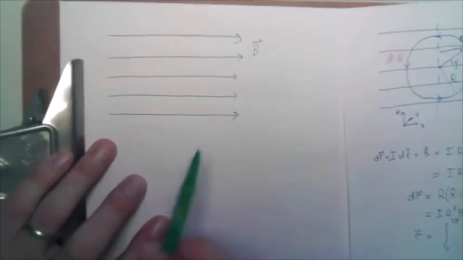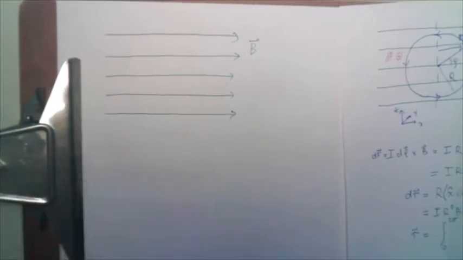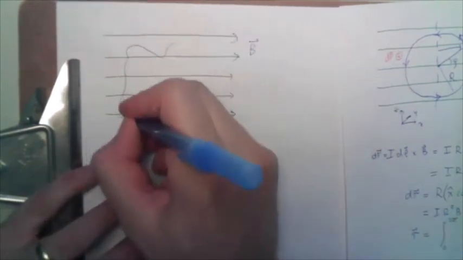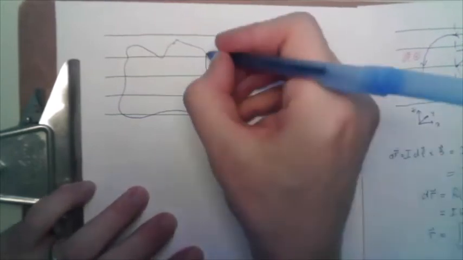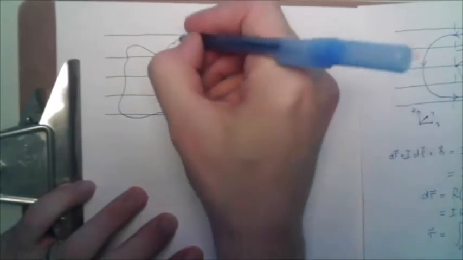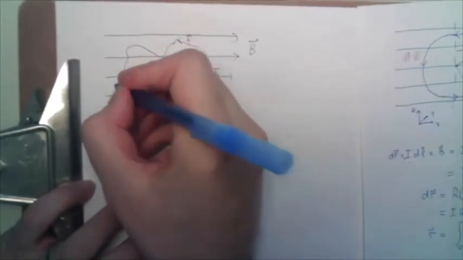So that's our magnetic field. And then we'll take a wire, and I'm now drawing it as some kind of a wire with an arbitrary shape. Now, the current is still circulating in this manner, so clockwise. Sorry, counterclockwise.